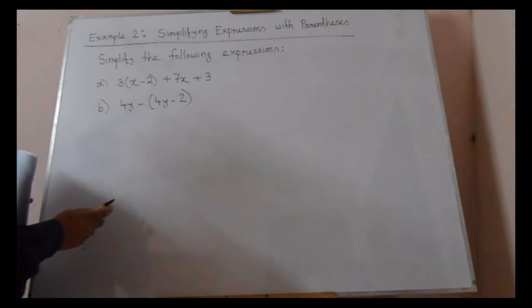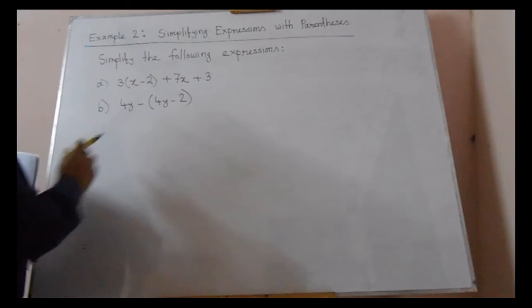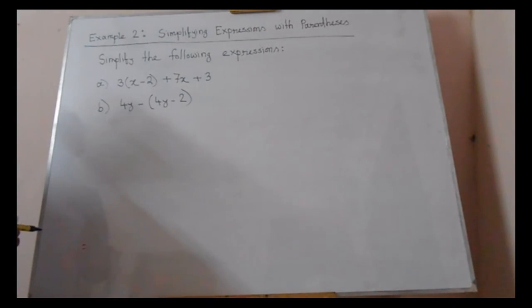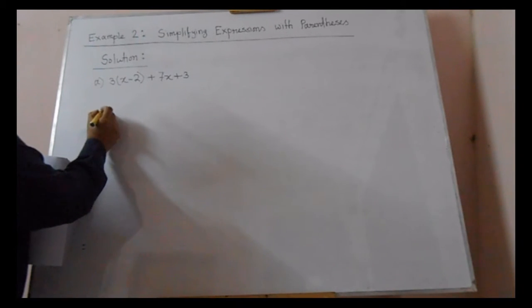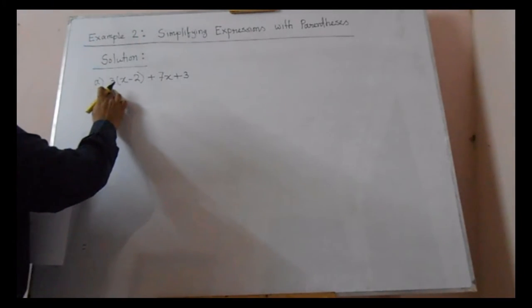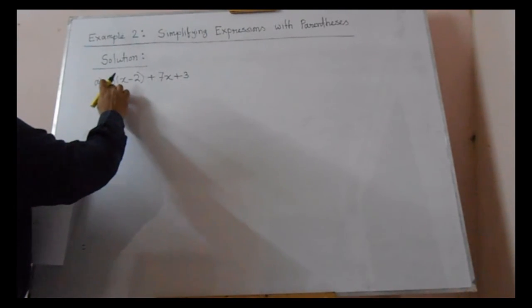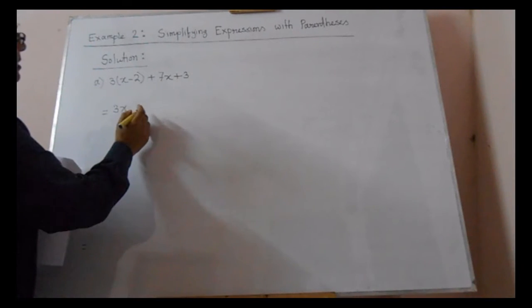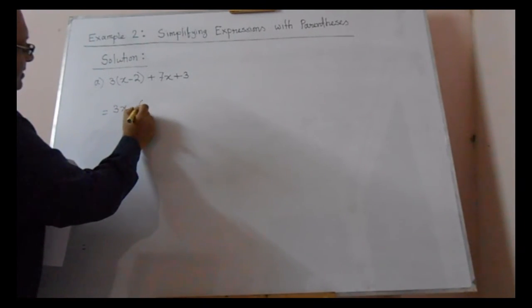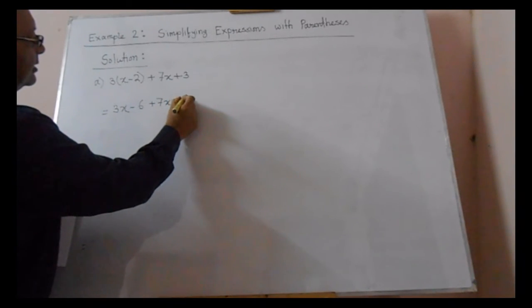Example 2 is based on simplifying expressions with parentheses. Simplify the following expressions. Now we'll solve this example. This is part A of example 2. For this example, at first we're going to apply distributive property here. So 3 times x equals 3x, 3 times negative 2 equals minus 6, plus 7x plus 3.